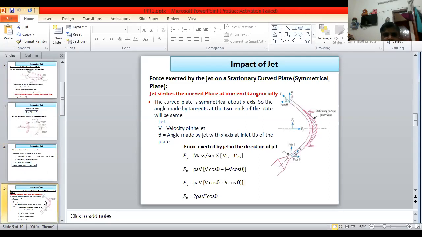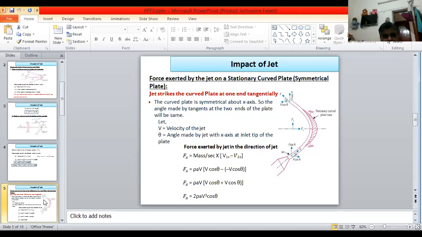Now force exerted by the jet on a stationary curved plate, symmetrical plate. Now in this case jet strikes the curved plate at one end tangentially. The curved plate is symmetrical about x-axis, so that angle made by tangents at the two ends of the plate will be same. Let v is equal to velocity of the jet, theta is equal to angle made by jet with x-axis at inlet tip of the plate.